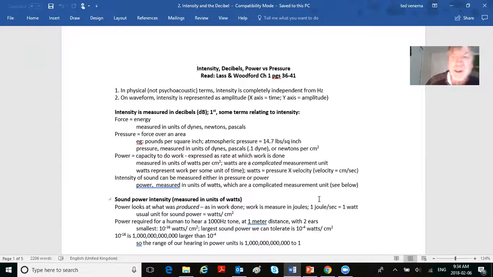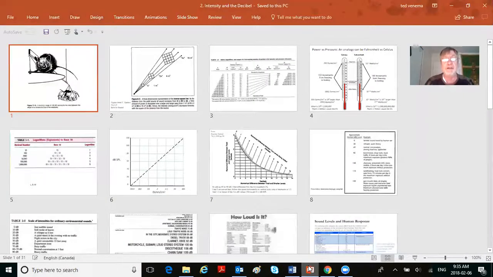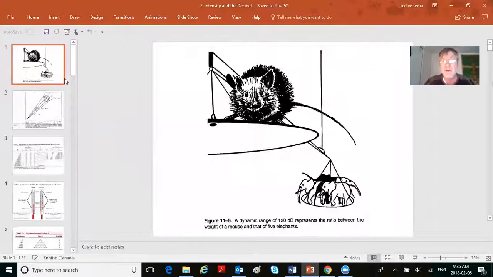That's why. All right. So what we'll talk about here is intensity being measured in dB, and that's always little d, big B. I didn't make it up, but that's just what they do. First, we'll look at some terms related to intensity, and I'll show you some PowerPoint slides as well. Let's see what we got here in terms of slides. Some weird-looking slides. Let me just show you this weird one with the mouse and the elephant here, just for the sheer heck of it. We'll pull up this guy here, make it bigger.